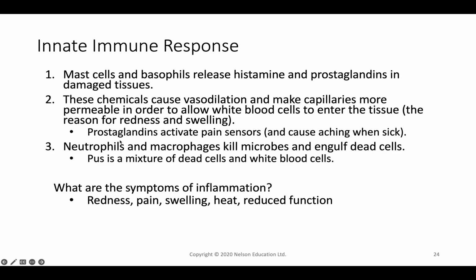Now, prostaglandins are going to cause pain sensation, which is going to cause the aching feeling that we get when we're sick. So prostaglandins also make us feel unwell. And as we mentioned, the neutrophils and macrophages have a role in killing the microbes by engulfing them and the dead cells. Now, when we have a site of infection, we can see pus, right? What is pus? If you look at pus under the microscope, it's going to be a bunch of dead cells. Dead cells that have been attacked and have lost the battle against the foreign invaders, as well as white blood cells that have been ingesting these foreign invaders as much as possible, but again, lost the battle. So these are our dead soldiers, essentially.